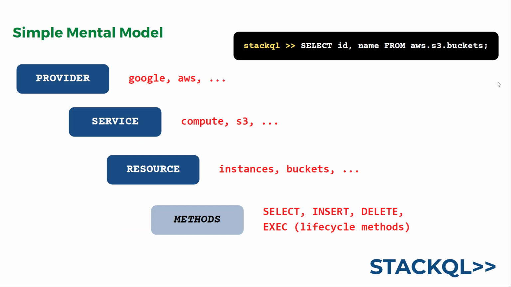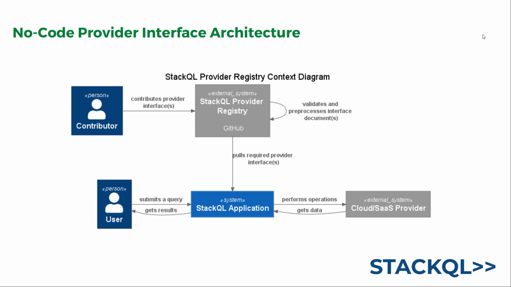StackQL's object hierarchy, which consists of provider, service, resource, method, provides an easy mental model for developers and analysts to work with multi-cloud and SaaS resources. StackQL's no-code provider interface contribution framework makes the product infinitely extensible across multiple cloud and SaaS providers.